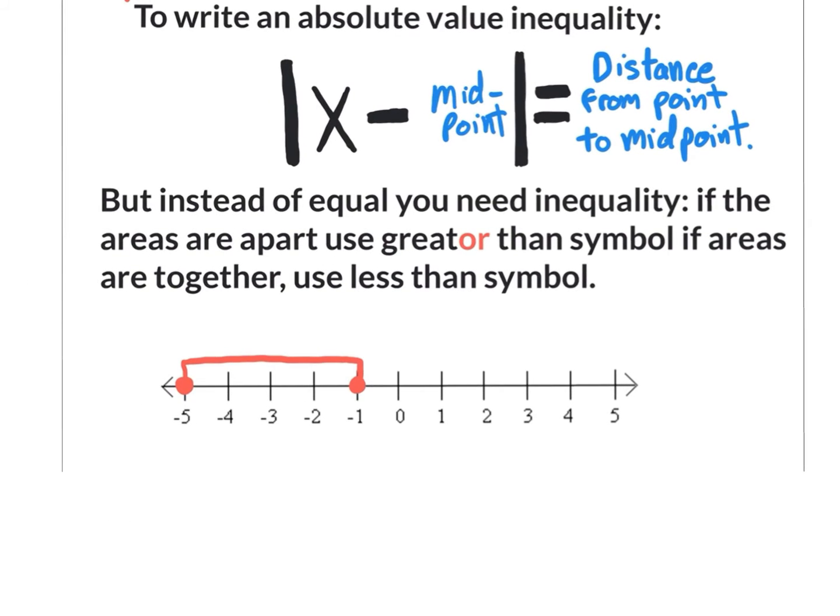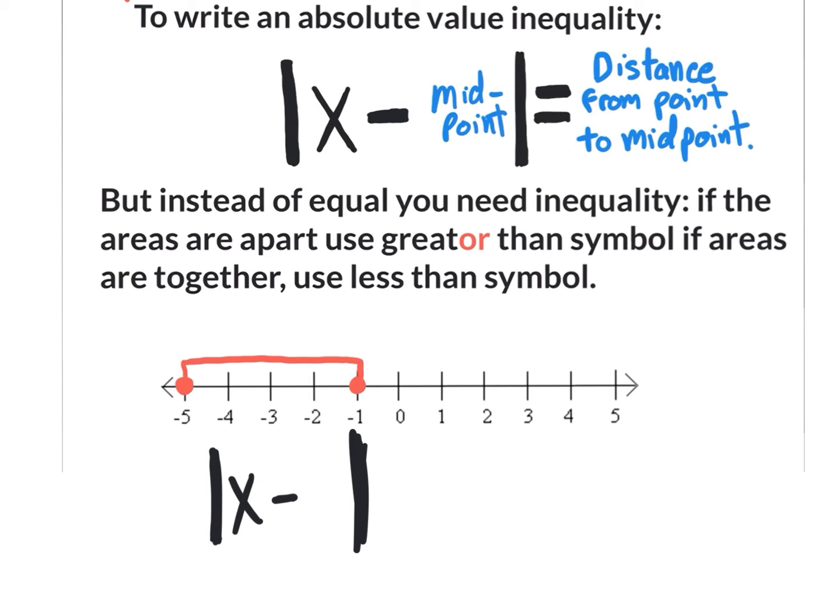But let's take a look at this first example right here. And it says, to write an absolute value inequality, you start by doing the absolute value, the x, the minus, and in here you're going to put a number, and that number will be the midpoint. What is the midpoint? The point in the middle of your graph. Okay? And then over here is going to be another number. What's that other number? It's the distance from the point to the midpoint. So let's begin by looking at this number line and then doing the form absolute value x minus.